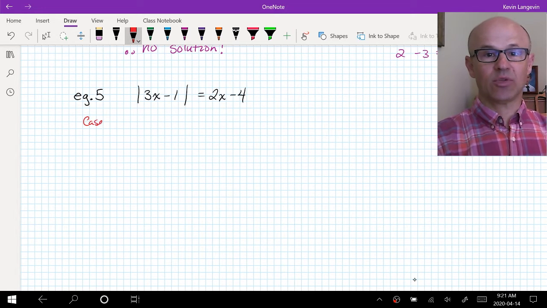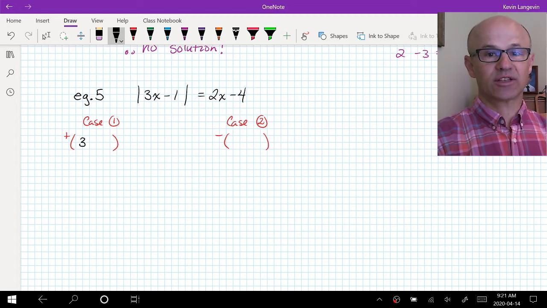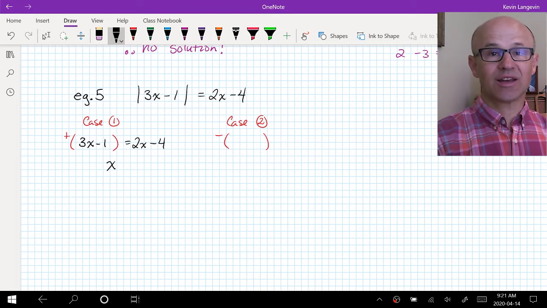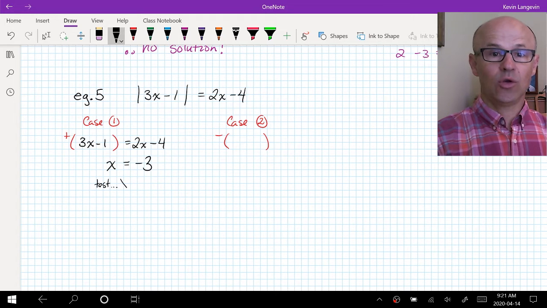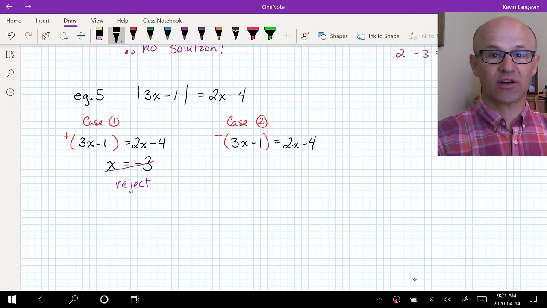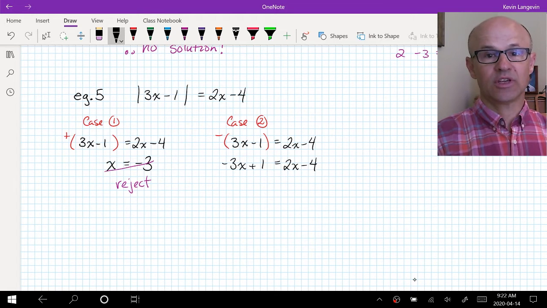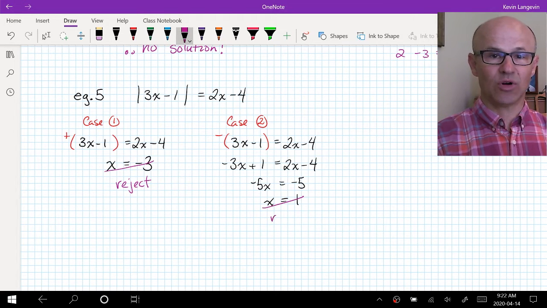My next example, I've got the absolute value of 3x minus 1 is equal to 2x minus 4. I think we're getting the idea. We just rewrite both equations, once with a positive sign, which we need to carry in, the other with a negative sign, which we need to carry in. In this particular example here, again, I get two solutions. I test them both. Unfortunately, they're both rejected. Next example.